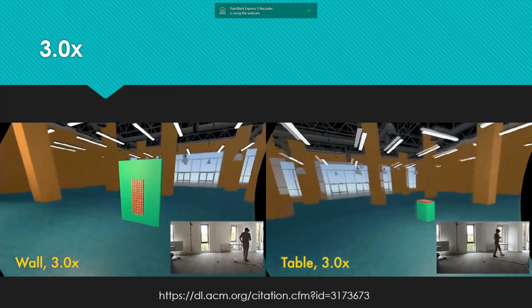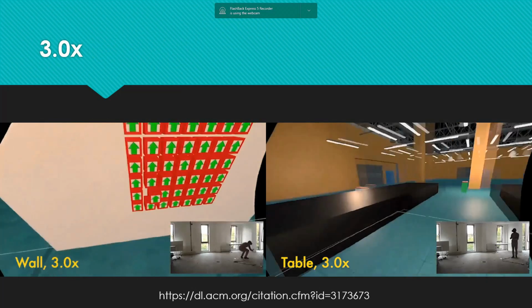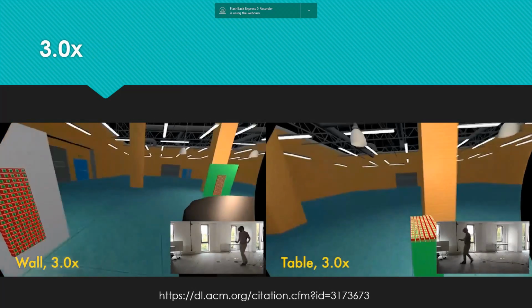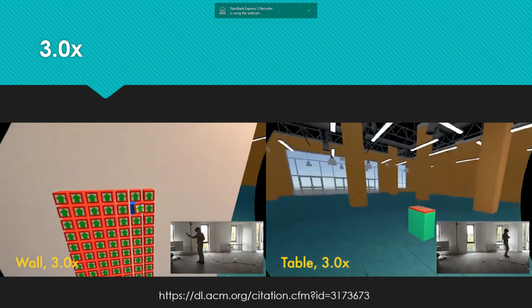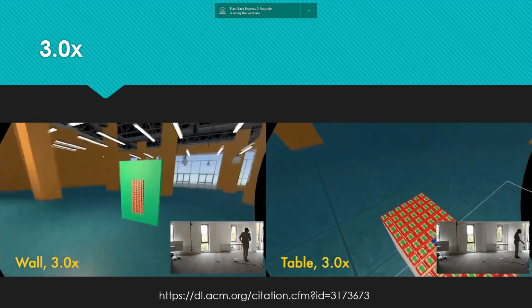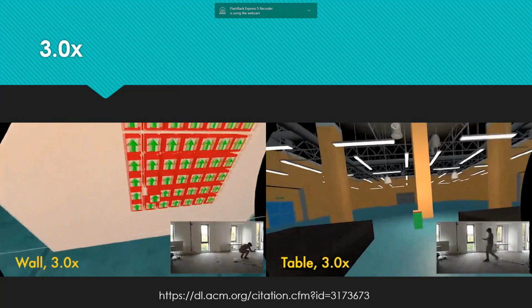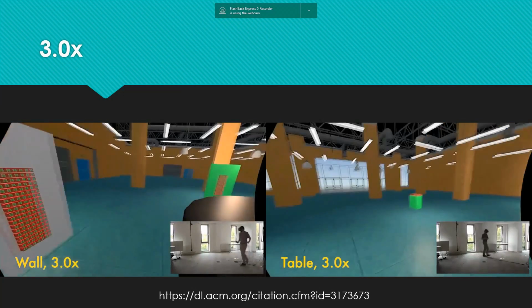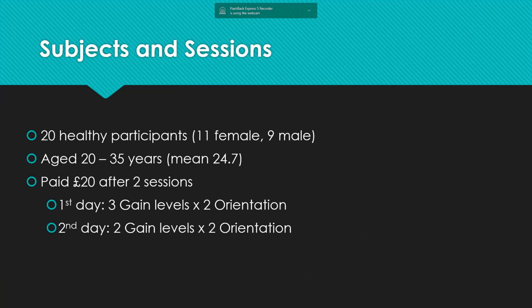That was 1x gain. In 3x gain, as you can see, the person is moving the same amount in the real world, but in the virtual world the room is bigger, the obstacles are much bigger, and the target is much farther away. And you can see when he bends down to pick up the objects, you notice a lot of instability. That's important. We'll see why later.